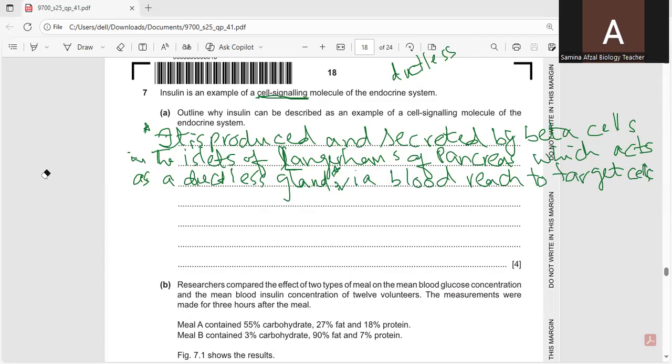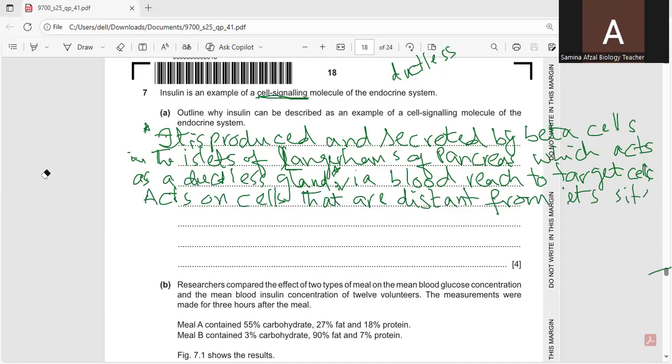Third, it acts on cells that are distant from its site of production.